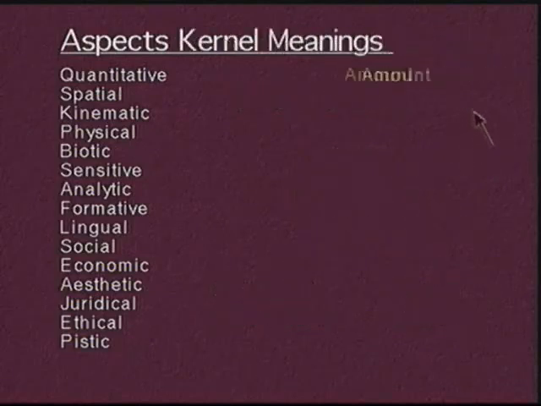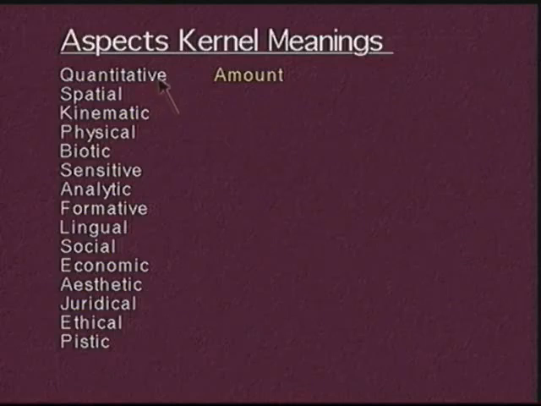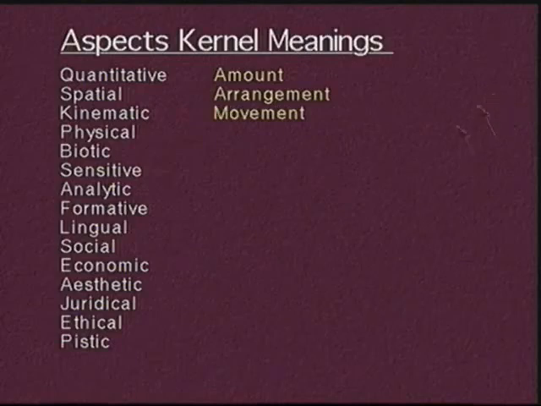So kernel meanings are: quantitative is amount. Think of what we're doing at the moment, me making this, you listening to this. A certain amount of stuff to put over. There's arrangement of stuff on the screen, perhaps. Movement. Well, I use movement to mean something. I don't know whether you've guessed.